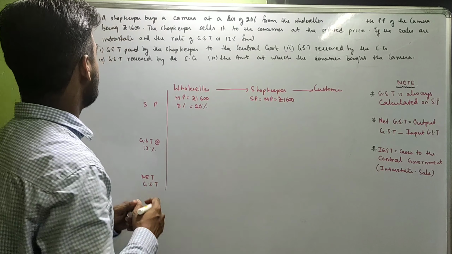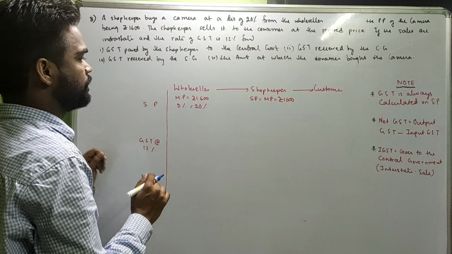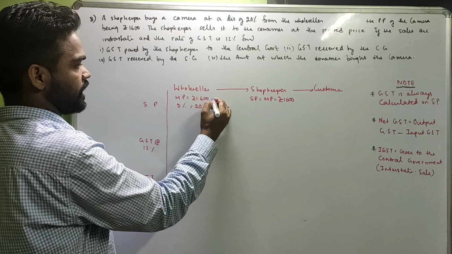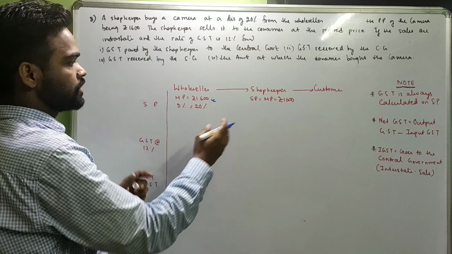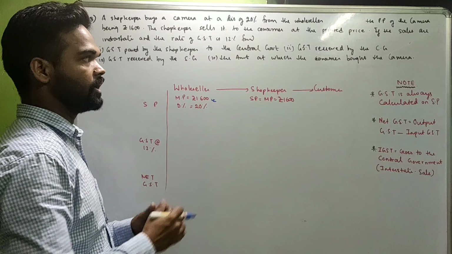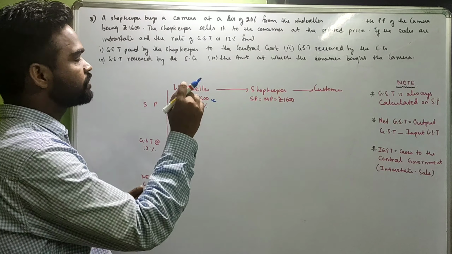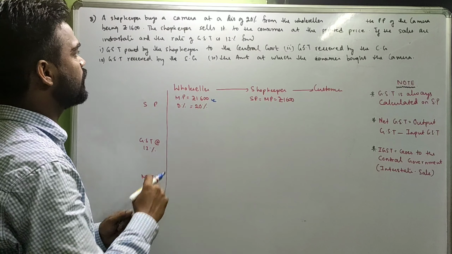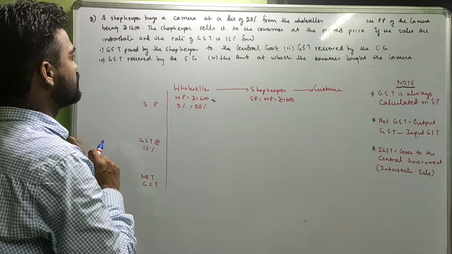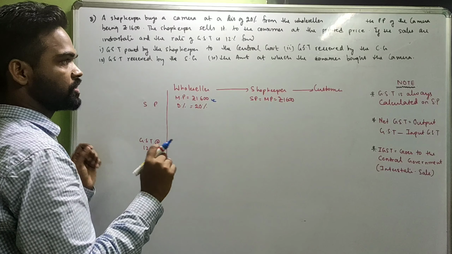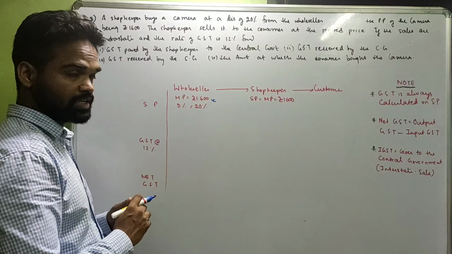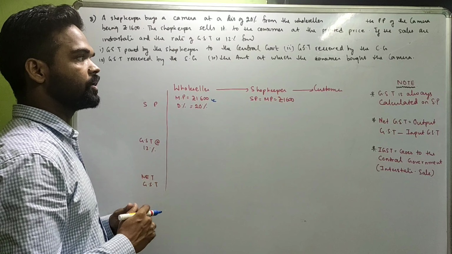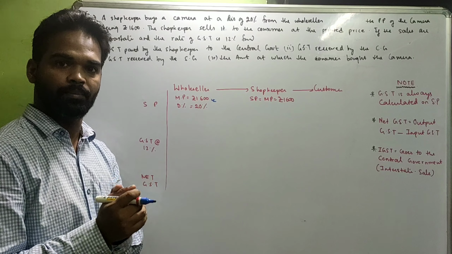Now look at sum number 8, which says a shopkeeper buys a camera at a discount of 20% from the wholesaler. The printed price of the camera is 1600. The shopkeeper sells it to the consumer at the printed price. If the sale is intrastate within the same state and the rate of GST is 12%, find the GST paid by the shopkeeper to the central government, GST received by the central government, GST received by the state government, and the amount at which the consumer bought the camera.